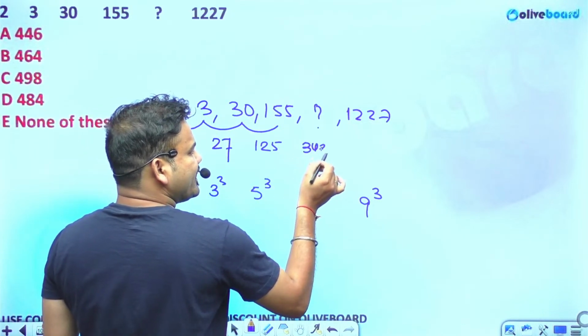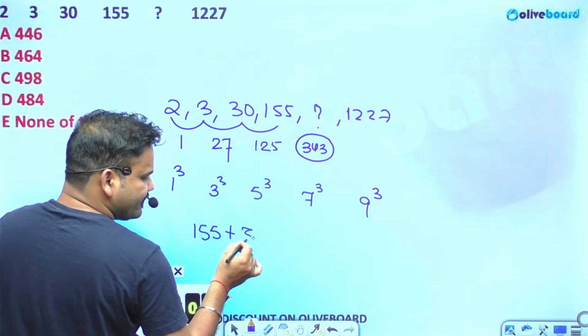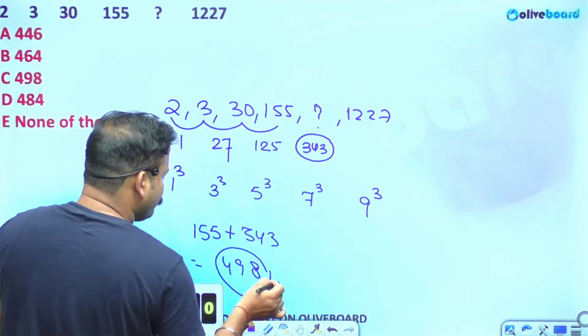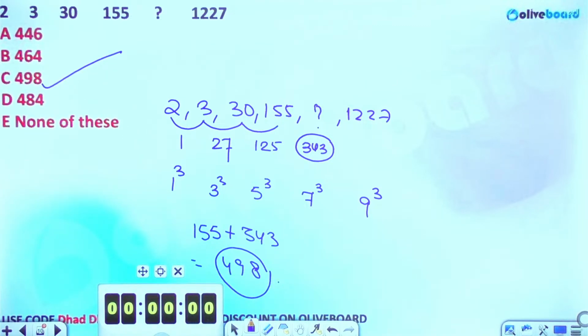The moment you are adding 343, what is the result? 155 plus 343 is equal to 498. So 498, that is option number C, is your answer. Answer will be option number C. Is it clear? Is it clear, everyone? Now let's increase the level a bit.